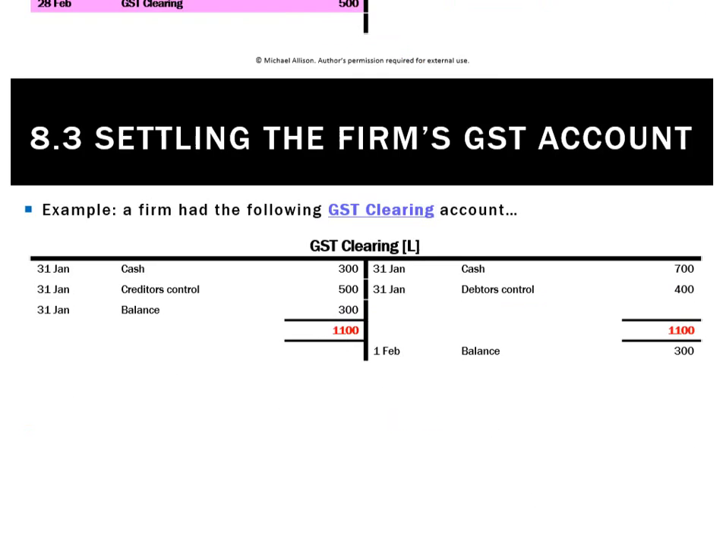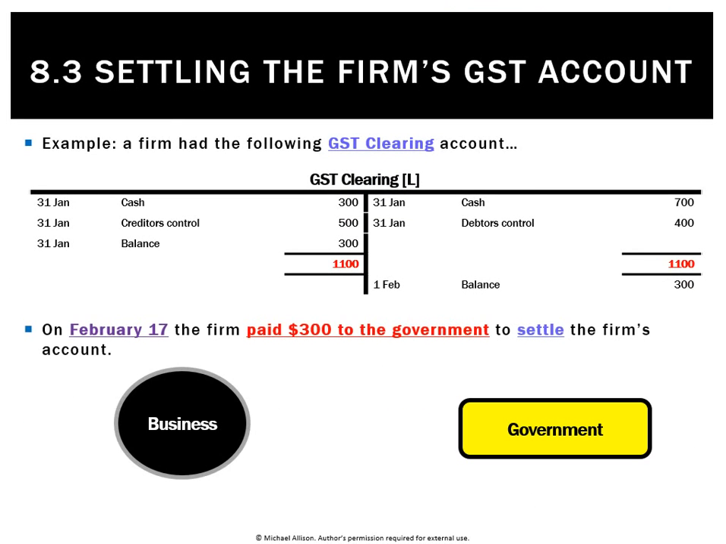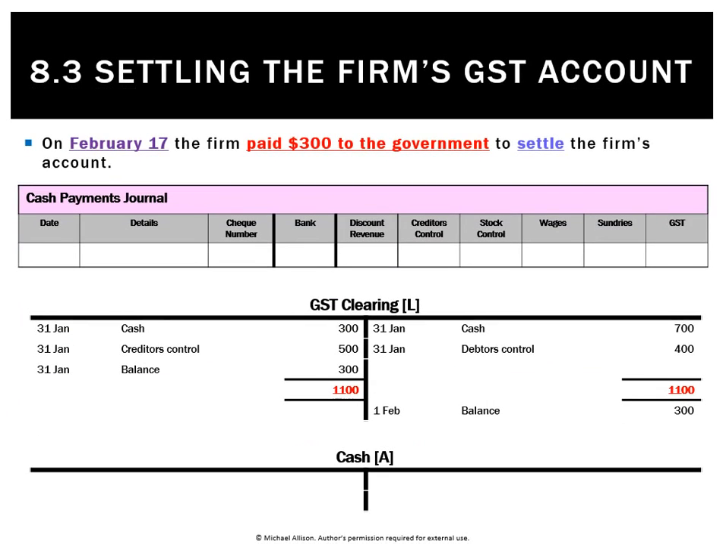Looking at a slightly different situation, this time the GST account has a credit balance of $300. That's where, on the 1st of February, the business owes the government money, in this case $300. On the 17th of Feb, the firm pays $300 to settle that to the government, and basically cash has left the business and gone to the government. So to do that, we're going to need to use the cash payments journal, which records any payment of cash.